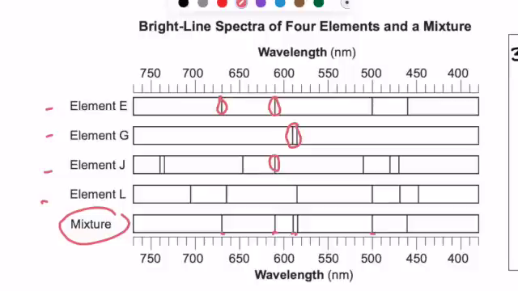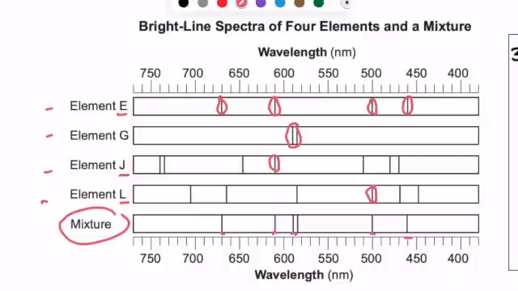Then I see this line, which seems to come maybe from L, but also from E. And then I see the last one, which seems to come from E. So remember that although I see one line from element J and one line from element L, probably in our mixture, we will not say that we have J and L in our mixture, because all of the lines must be present in the spectrum of the mixture.